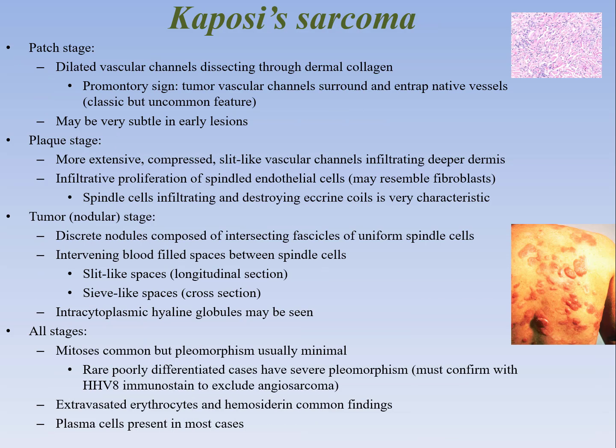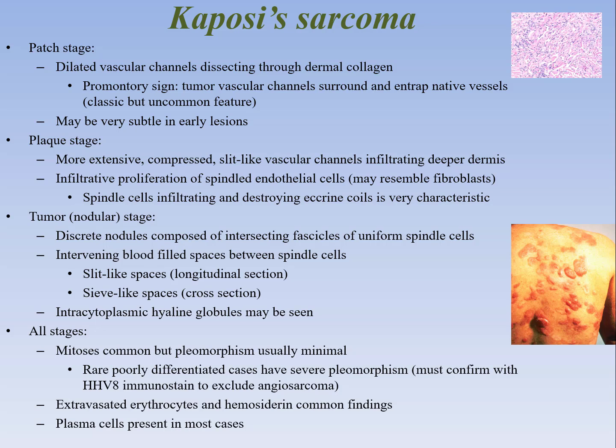In its clinical morphological evolution, we have three stages of Kaposi sarcoma: patch stage, plaque stage, and nodular stage. In the patch stage, we can see dilated vascular channels dissecting through dermal collagen.